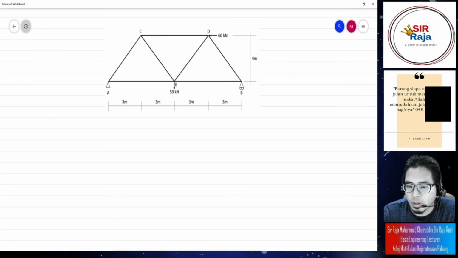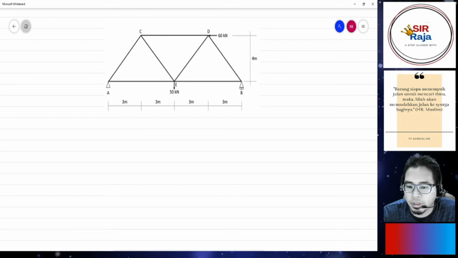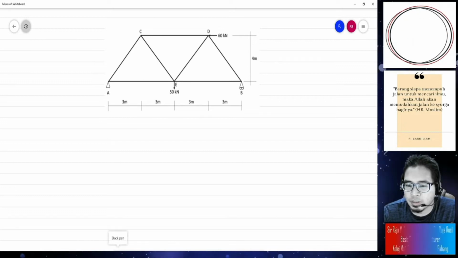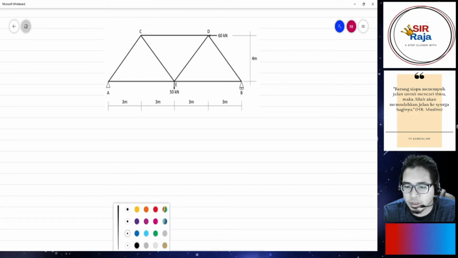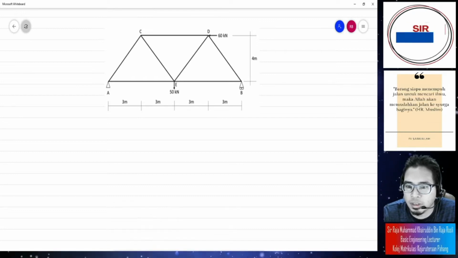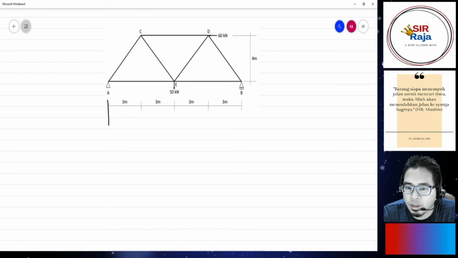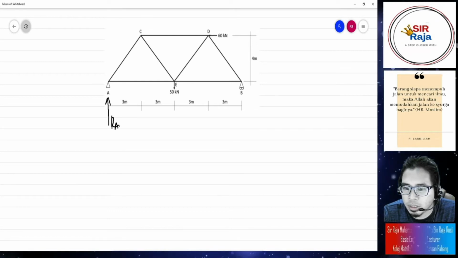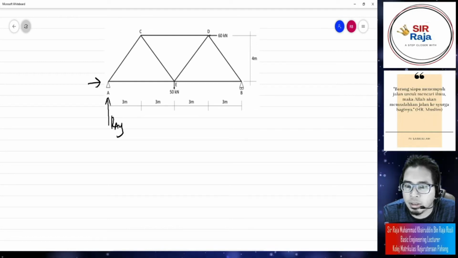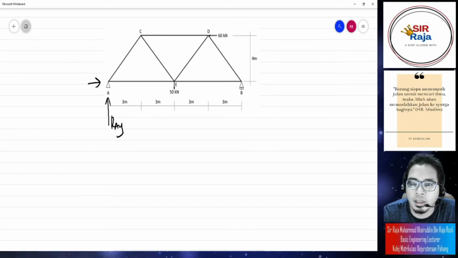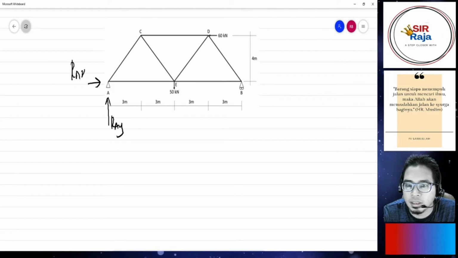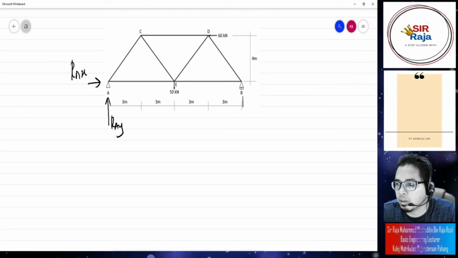I would recommend you draw the FBD first, but the FBD wouldn't be that much different. So I'm just going to put it on the diagram here. We're going to have RAY here and RAX here, and then RBY over here at B.